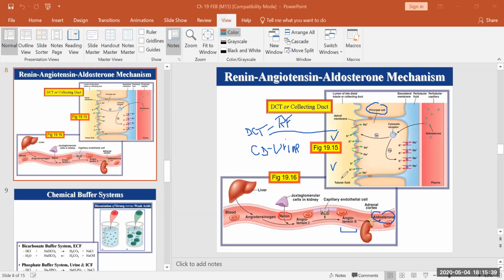So when it says tubular fluid, it depends on which region of the tubule system. Are we talking about the DCT or the collecting duct? So this is how aldosterone is basically helping the body to conserve water by bringing in sodium. If sodium gets in, water just follows.